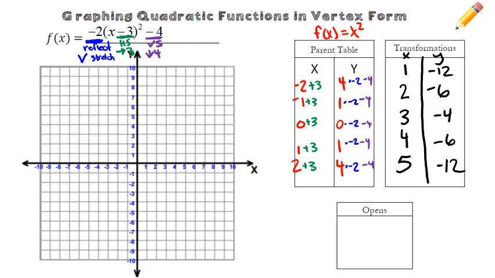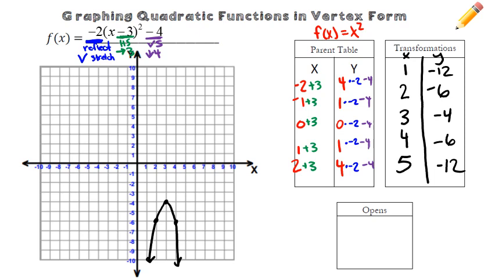I'm going to graph these points. You'll notice 12 is off of our scale, so I'm not going to worry too much about it. But let's graph 2, -6, 3, -4, and 4, -6. So you'll notice this ends up being a pretty steep or narrow parabola. Well, that makes sense. It's a stretch. We're stretching out the u.